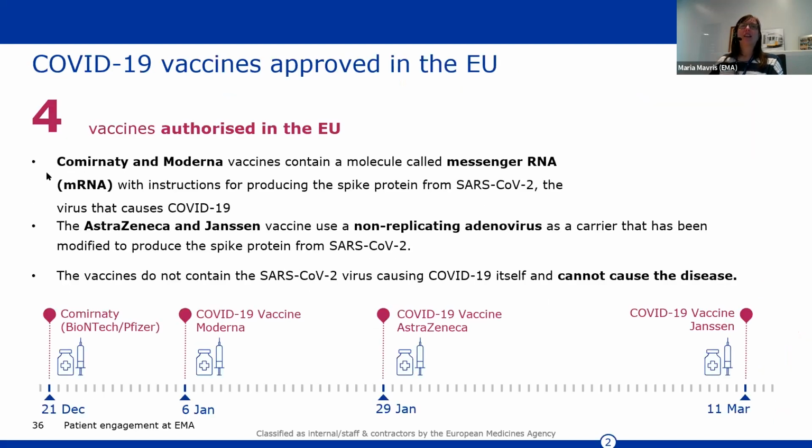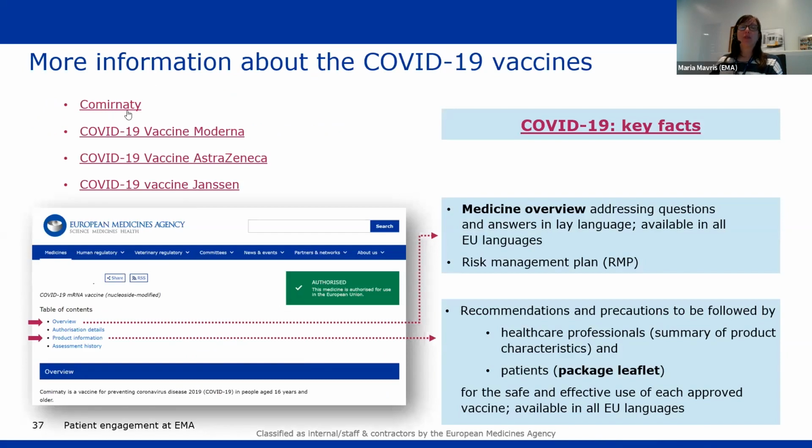So here you can see currently we have 4 vaccines authorized in the EU. The first 2 were the messenger RNA vaccines, followed by the AstraZeneca and Janssen, which are the non-replicating adenovirus vaccines, and the dates where they were authorized. And you can find out more information about these vaccines via these links.